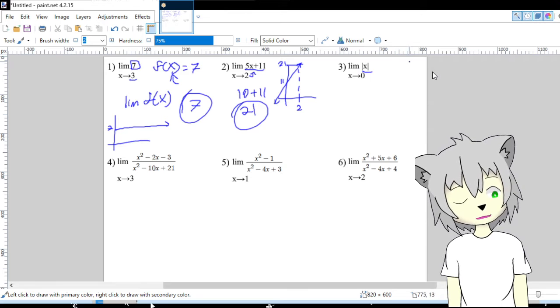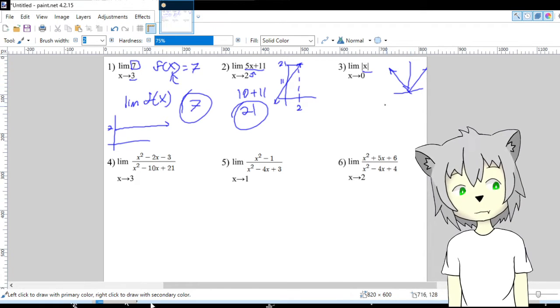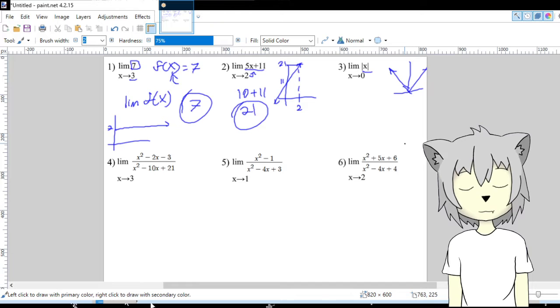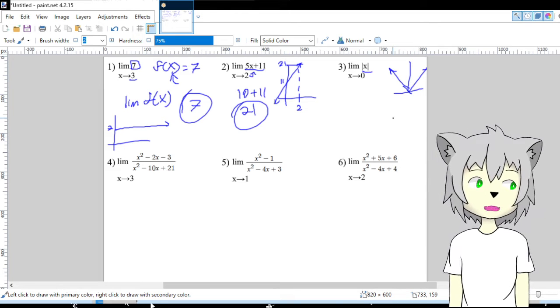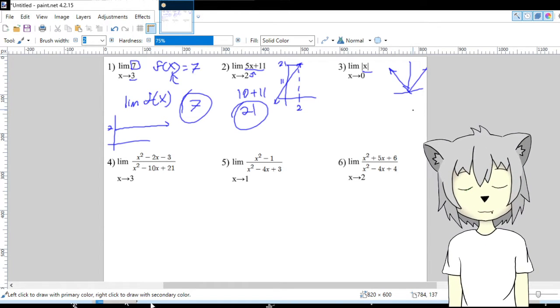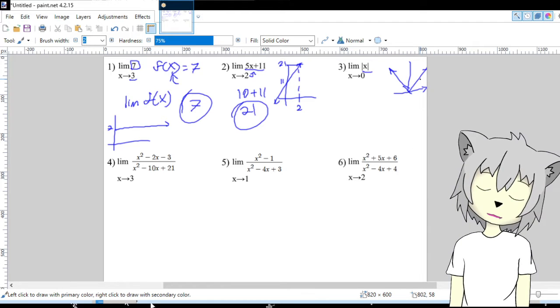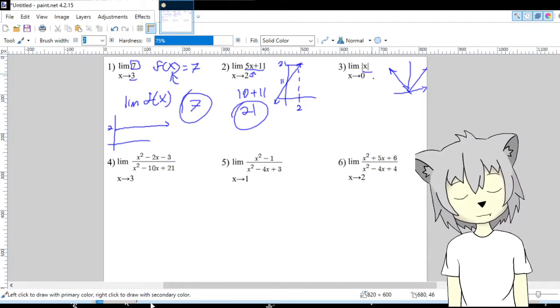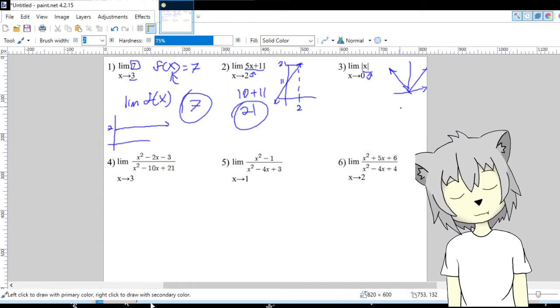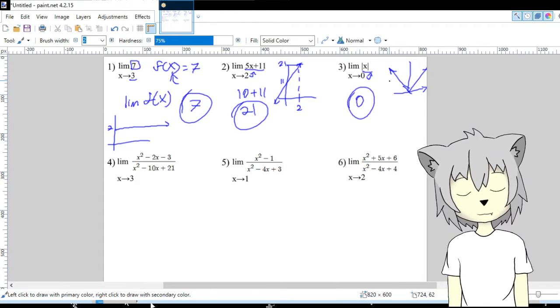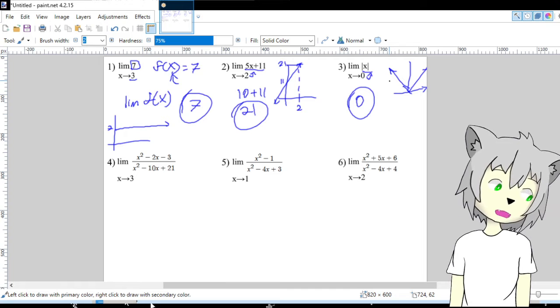Now this, I'm pretty sure you should know that that's an absolute value symbol. Absolute value is just the absolute value. I don't know how else to explain it. But again, you can just straight up plug it in, and you just get 0 out. Not much thought there.